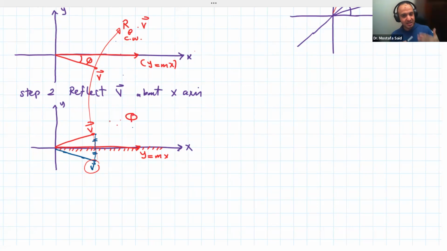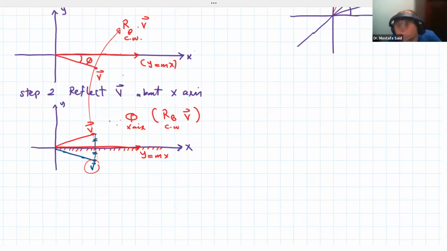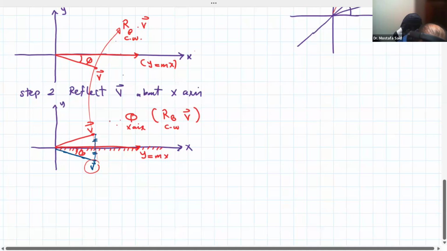Remember, we equalize the reflection. This is q, rotation is r. This is the reflection, so it's q. This is the reflection around the x-axis, applied to r theta clockwise of v. So we now multiply v with two matrices. Of course, this is phi, and this is also the angle phi. Still the same angle phi.